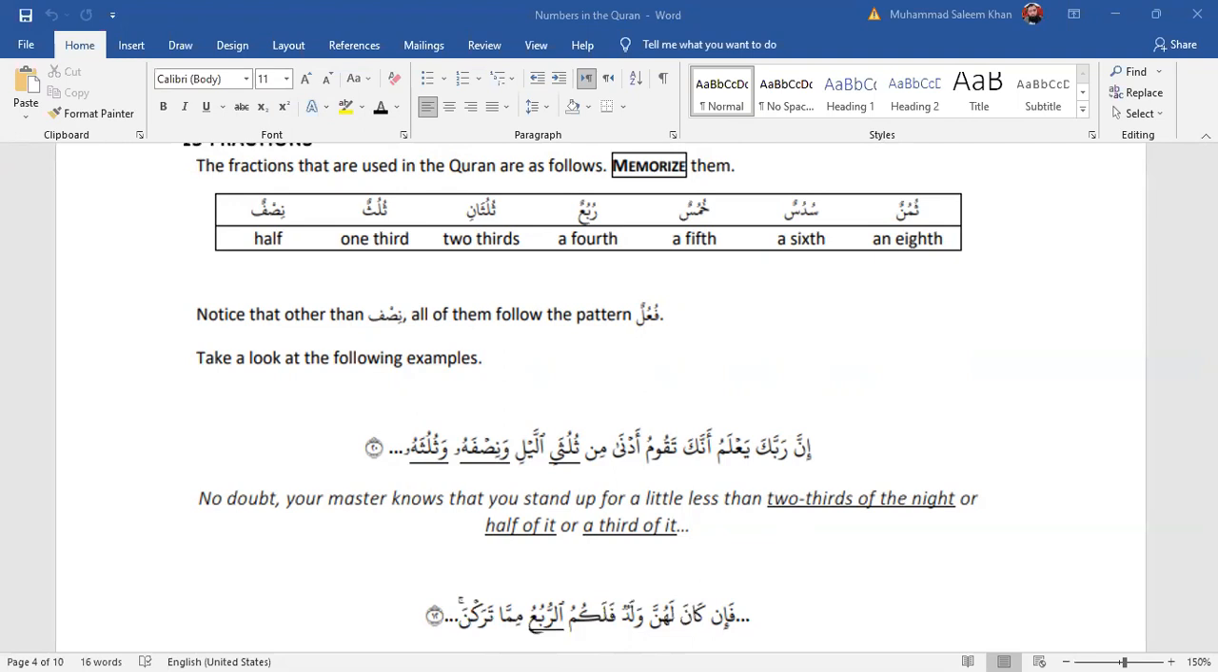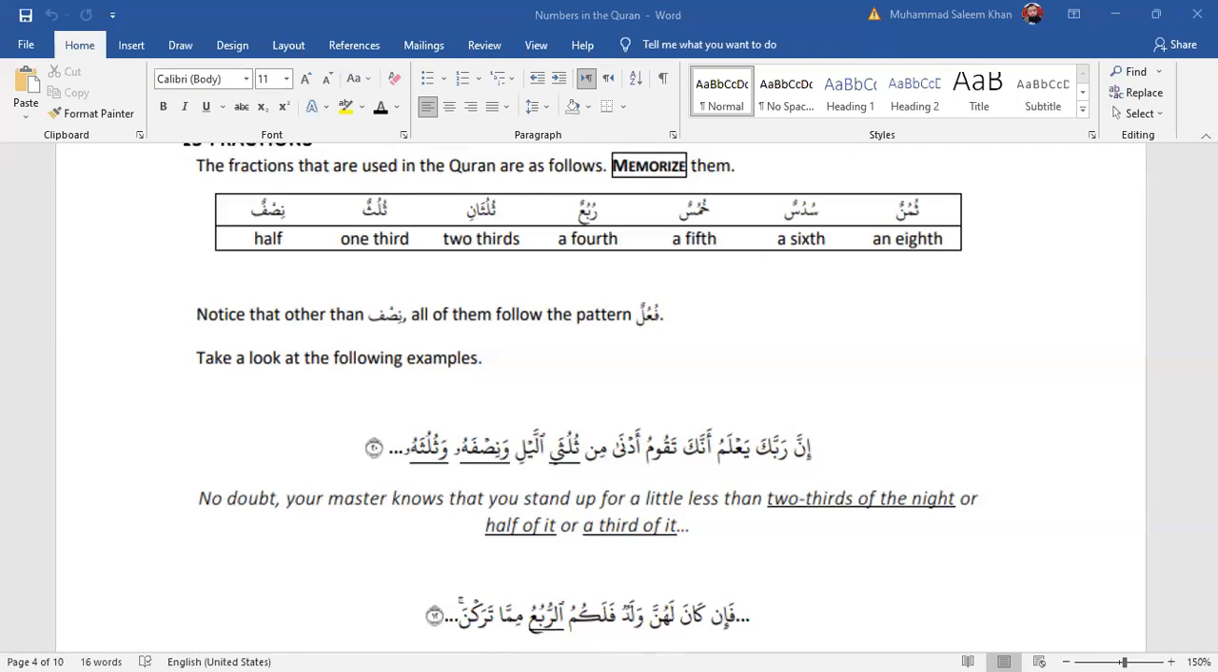So thuluthan, and the dual is thuluthani, as we have seen here. And then thuluthani will also be thuluthayni. Now it is thuluthay, and we know that it is used as mudaf, two thirds. So when it is used as mudaf, what happens? The noon gets dropped. I showed you today.